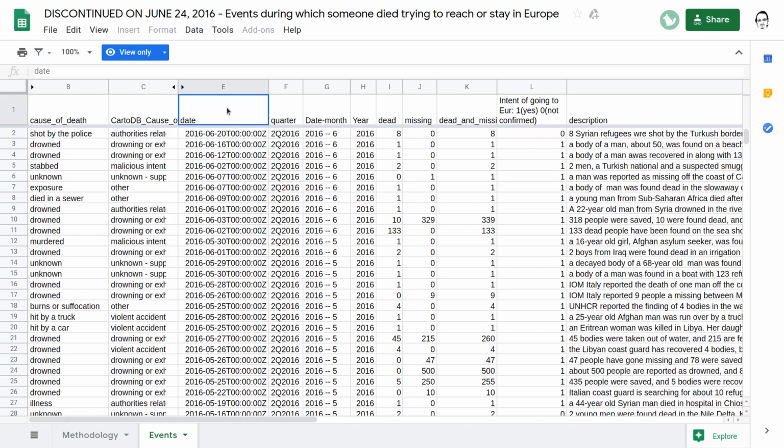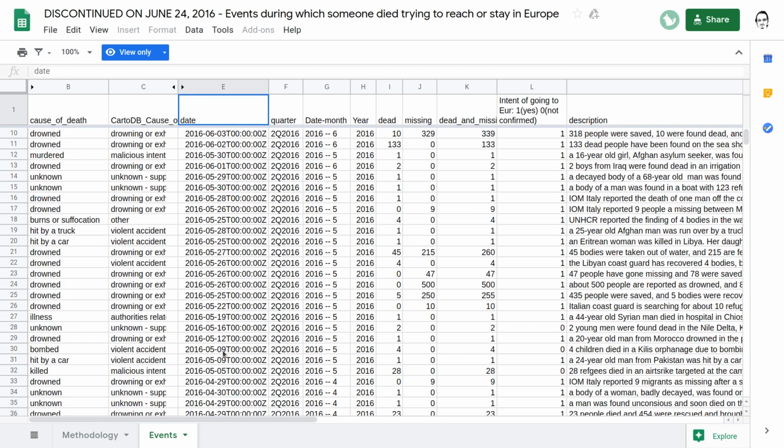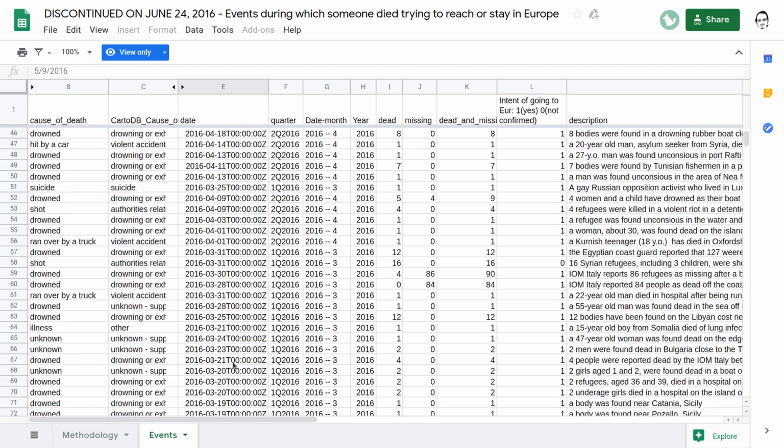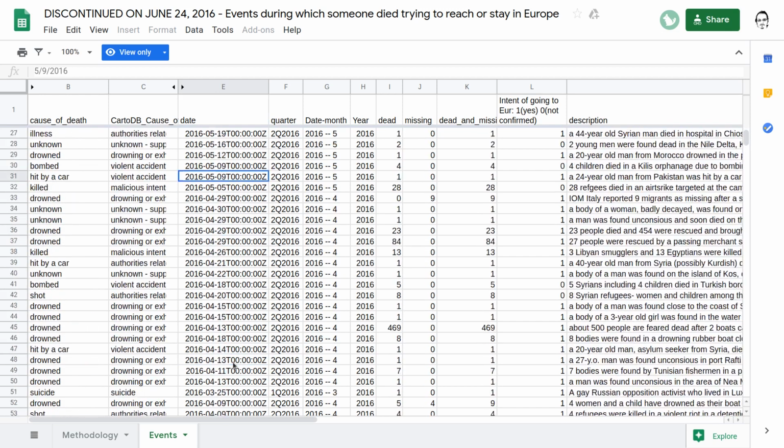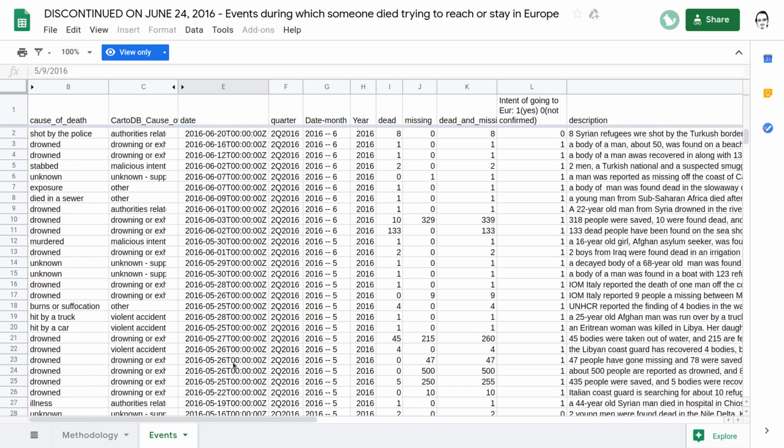Ordinal. Yeah, date is a tricky one. Because this looks to me like it's aggregated by day, although I think multiple events could happen in the same day. So yeah, time in general is another special case.